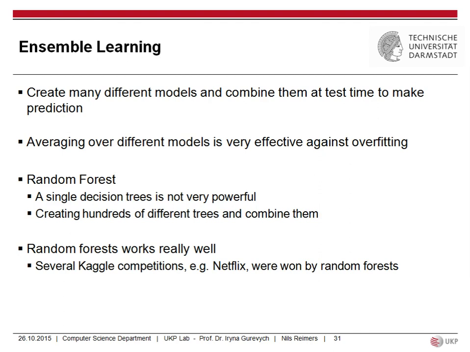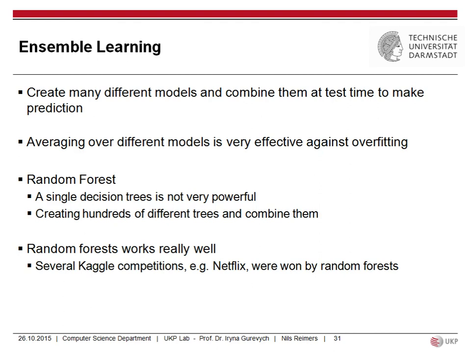So you can use a meta classifier, or you can just compute the geometric average. And the idea is you create as many different models as possible and you combine them at test time and you average over the different models, and this gives you a very effective method against overfitting, because your one naive Bayes classifier maybe overfits, but your support vector machine does not overfit on some things.